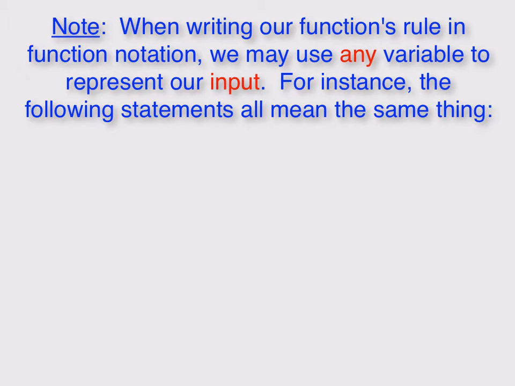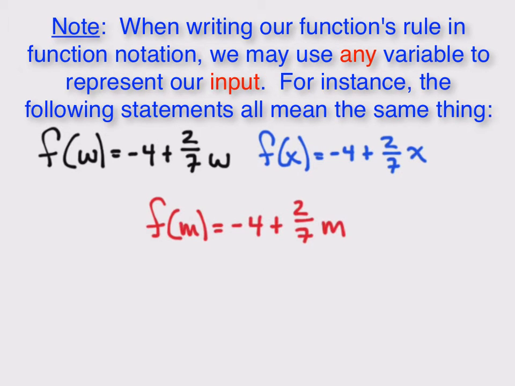One thing to note is that when we're writing our function's rule in function notation, we may use any variable to represent our input. So for instance, the following statements all mean the same thing. Whether we're using the variable w, or the variable x, or the variable m to represent our input, each of these statements mean the exact same thing. They mean f's rule is take your input, multiply it by 2/7, and then add negative 4 to that in order to get your output.